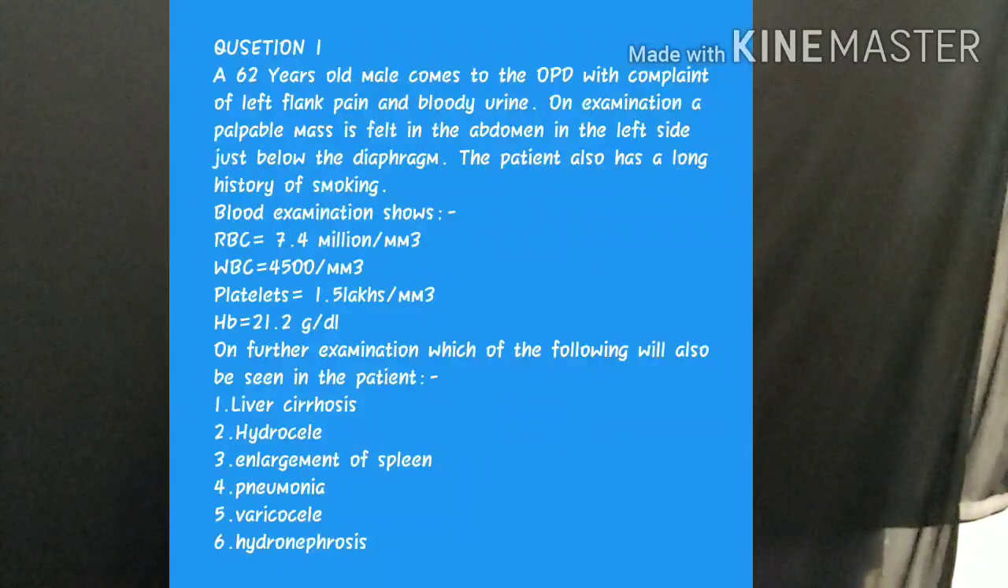Now on further examination, which of the following will also be seen? Now to know this, you must know a little more about renal cell cancer. So the RCC, if you must have read, then you must have read that RCC has a tendency to spread to the renal vein, to the left renal vein. In this scenario, the patient has left sided RCC. So the tumor will spread to the left renal vein and subsequently to the inferior vena cava.